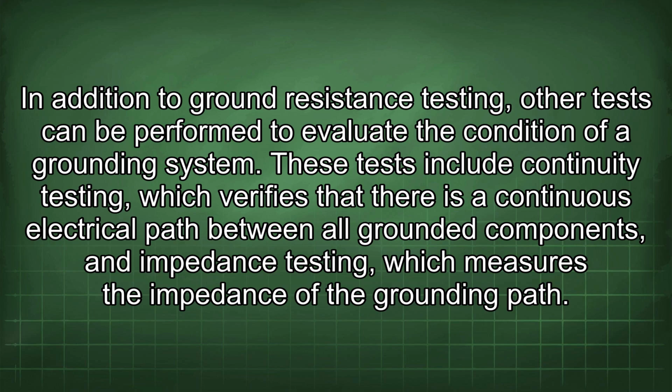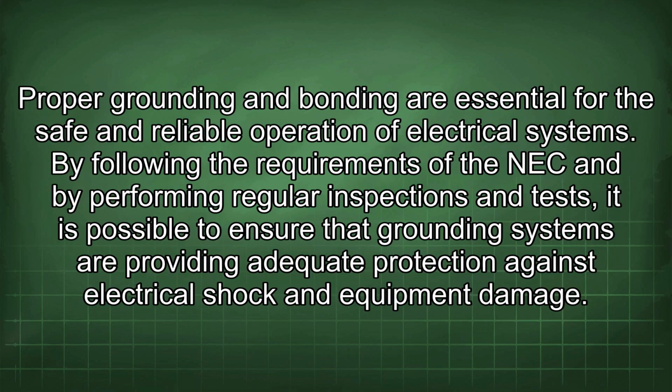In addition to ground resistance testing, other tests can be performed to evaluate the condition of a grounding system. These tests include continuity testing, which verifies that there is a continuous electrical path between all grounded components, and impedance testing, which measures the impedance of the grounding path. Proper grounding and bonding are essential for the safe and reliable operation of electrical systems. By following the requirements of the NEC and by performing regular inspections and tests, it is possible to ensure that grounding systems are providing adequate protection against electrical shock and equipment damage.